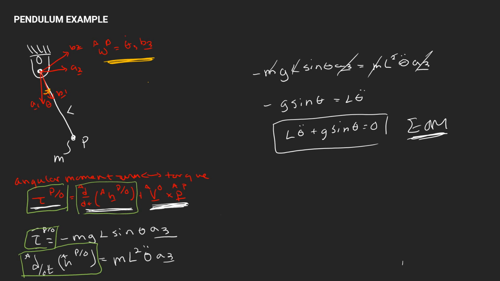So in the next video, I'm just going to show another example, yet again, of how we can use the angular momentum torque relationship in order to generate equations of motion.